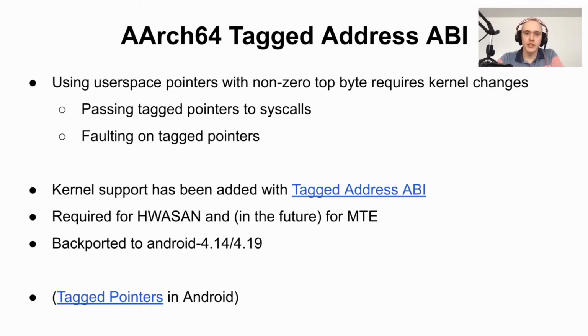To address this issue, a tagged address API was developed. It took a long time to figure out, but right now it's in the mainline kernel and has been backported to Android kernels 4.14, 4.19, and 5.4. This is required for KASAN to work, and in the future will be required for MTE. You can find out more details in the documentation link that I have here. But the general idea is that we explained to the kernel that tagged user pointers are okay in certain cases.